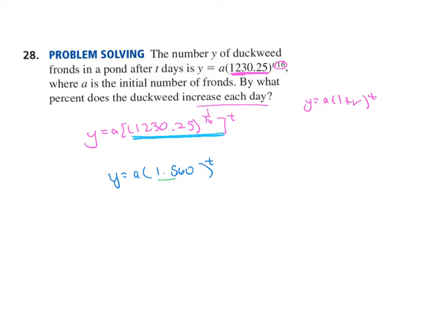Then remember you set this piece equal to the 1 plus r. 1.560 equals 1 plus r, subtract 1. So notice we're always subtracting 1 every single time, and it's after you evaluate with the calculator. So you get r is 0.560, you multiply by 100, and so you notice that the growth rate is 56.0% growth.